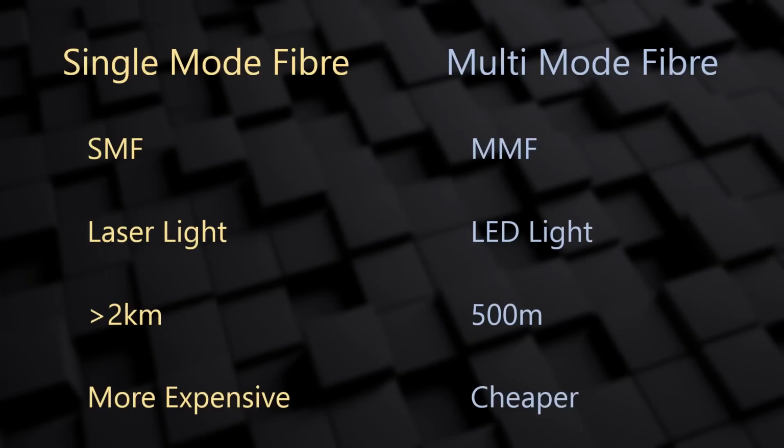Single-mode fibre, or SMF, uses a laser light. This makes it more expensive, but it is capable of much longer distances. You could easily get 2 kilometers or more, depending on the hardware you're using. You would typically use single-mode fibre between different buildings. Or your service provider may run single-mode fibre into your building to give you WAN or internet access.